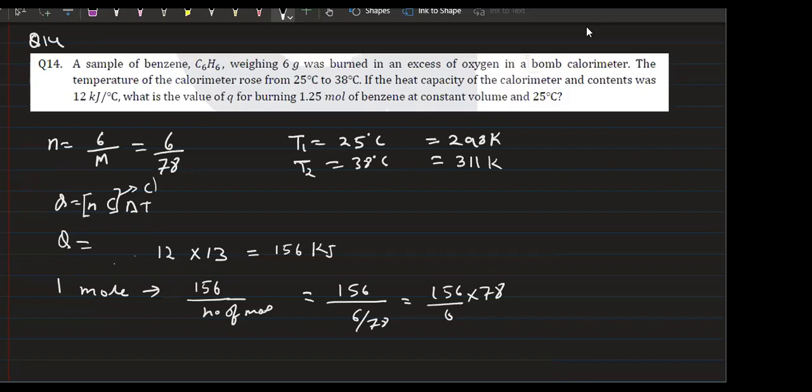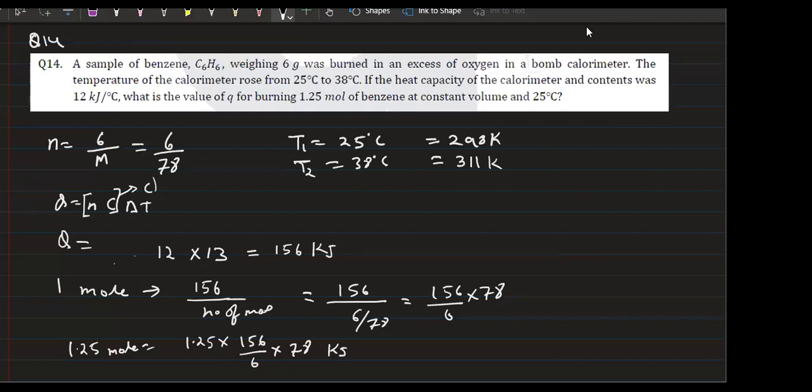Okay, now here what was asked? For 1.25 mole, so multiply by 1.25. This is for 1 mole, and for 1.25 mole, multiply this by 1.25: 1.25 into 156 by 6 into 78 kilojoule. That would be your answer, right? Everyone tell me, did everyone understand?